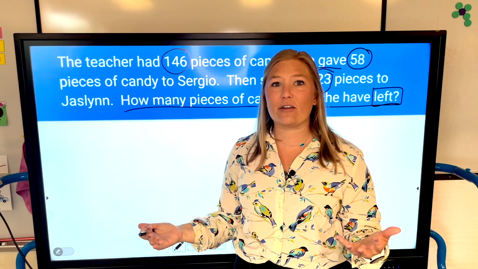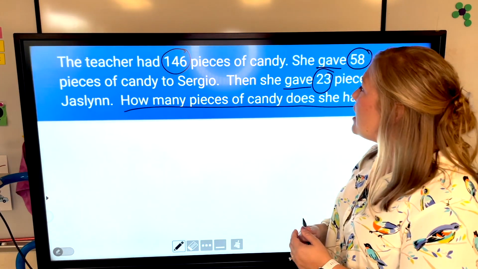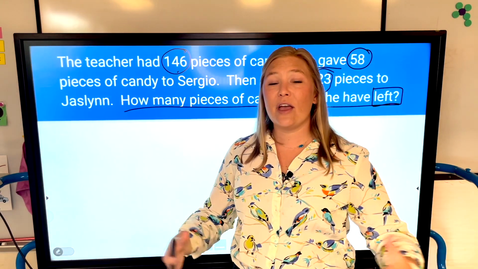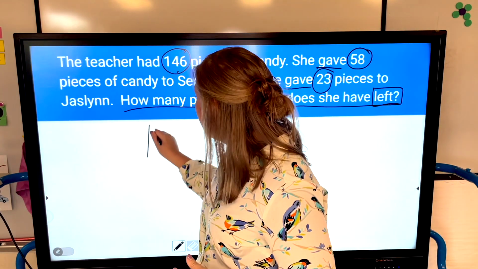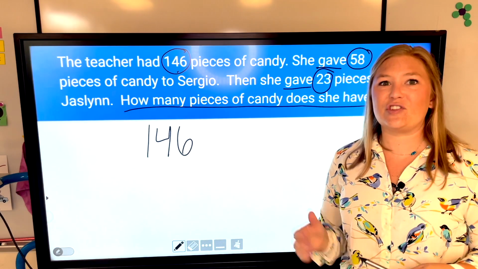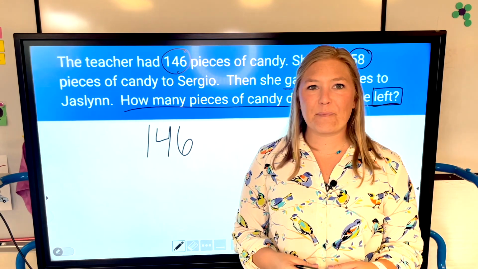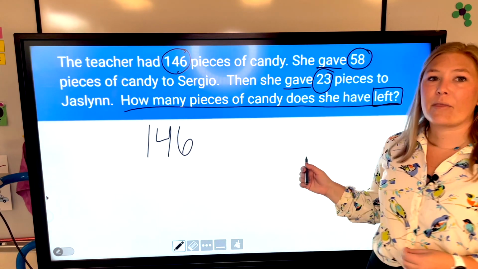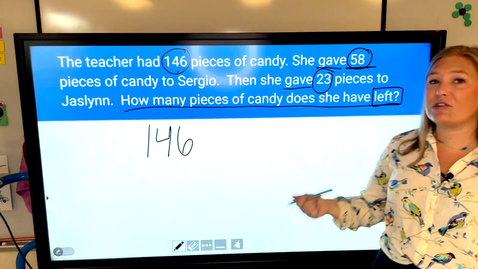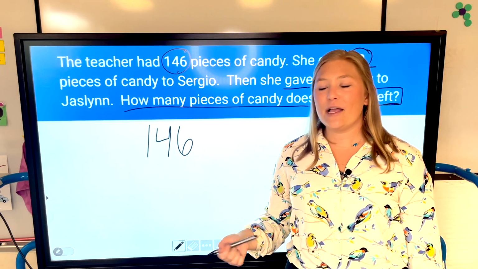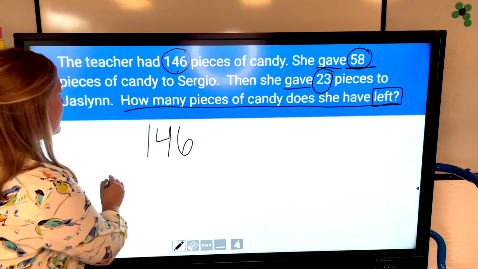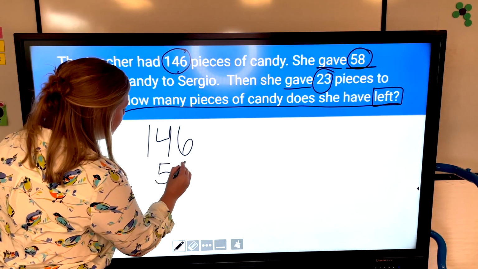Where should we start? Well, we need to start with this biggest number. This is that number she started with. So she started with 146. What's the first thing I should subtract? Yeah, that number 58. This is the number 58. That's the first amount of candy that she gave away. So help me solve the problem 146 minus 58.